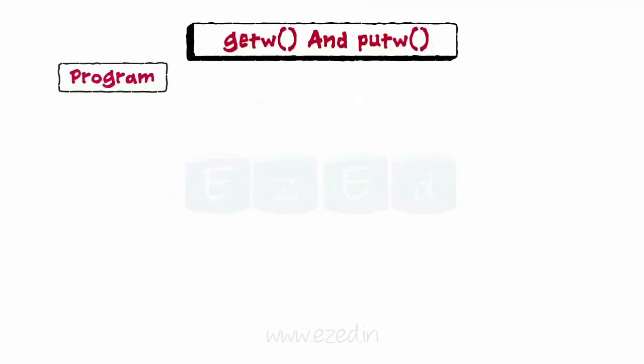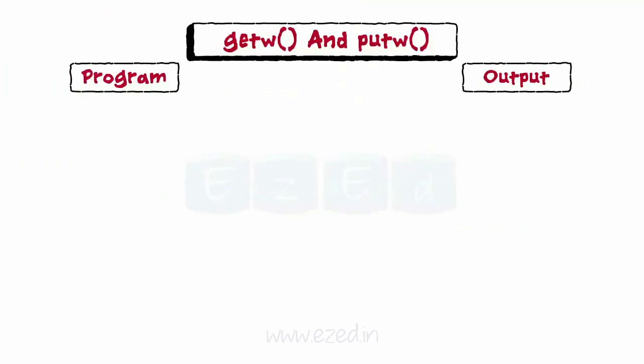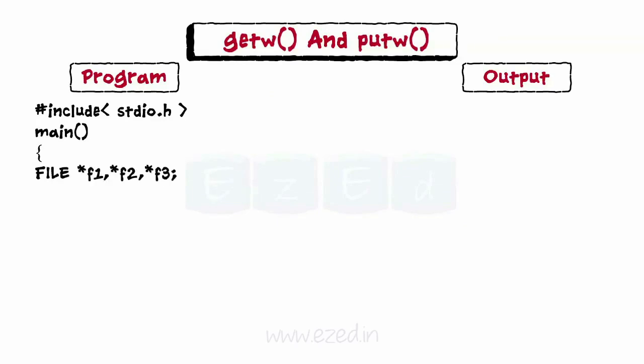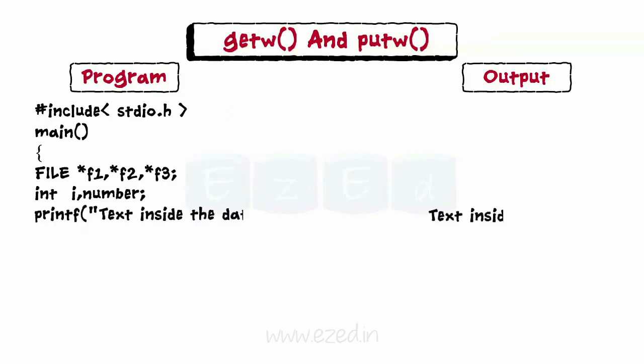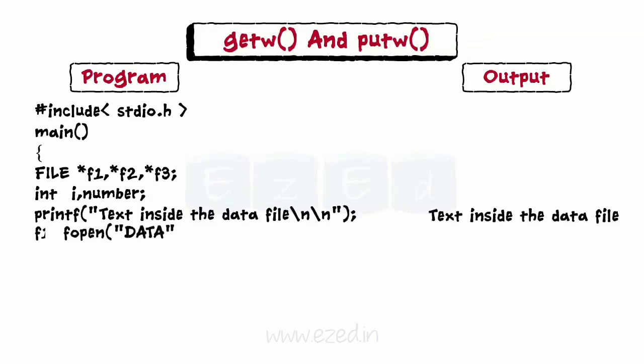Now let's write a program to illustrate the use of getw and putw functions. We start by declaring the main function, followed by the file pointer variables f1, f2 and f3, along with i and number. Then we ask the user to enter the data inside the file, after which we open the file data pointed by f1 in writing mode.